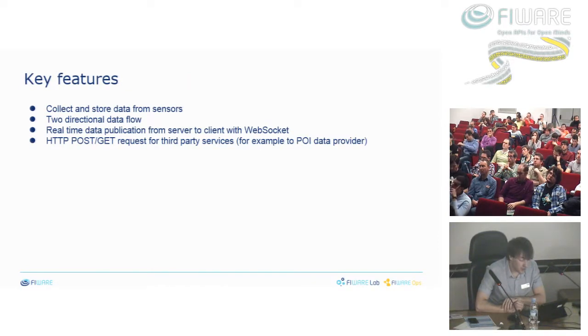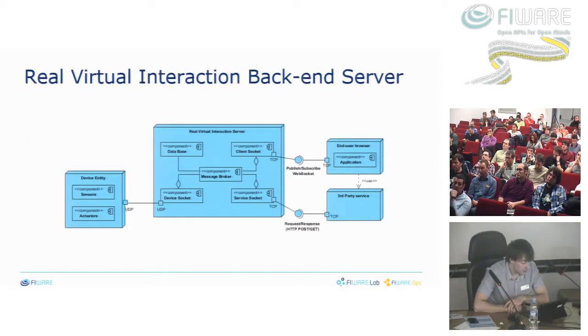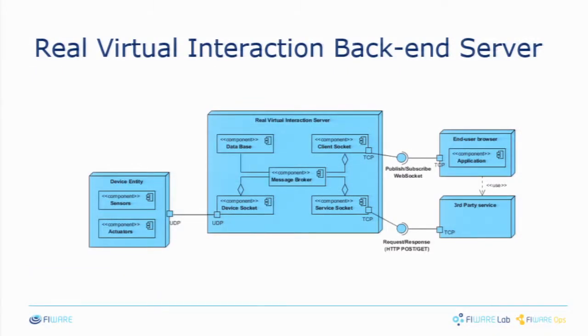The key features of this GE are to collect and store data from sensors. There are two directional data flows, so the real-time data coming from sensors, but also the data that is going to the actuators. The current architecture looks like this. There is this server in the middle and some devices that connect to this server, and the end user browser application that retrieves the updates from them.